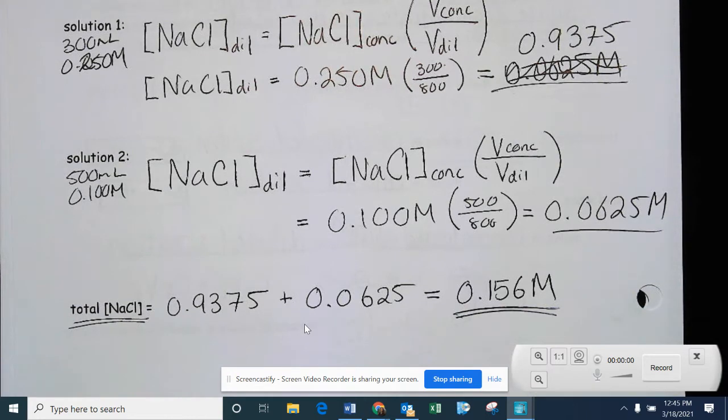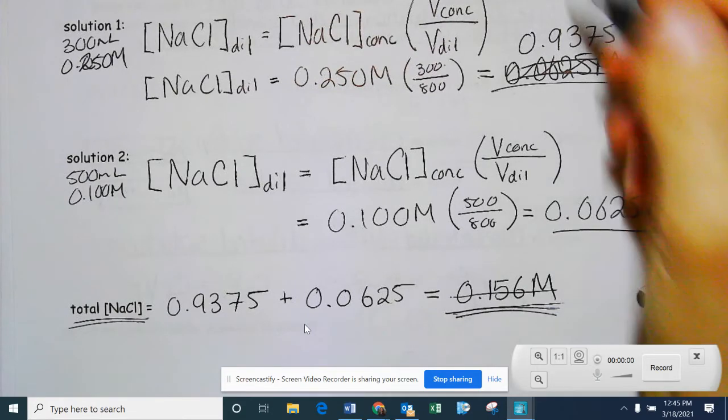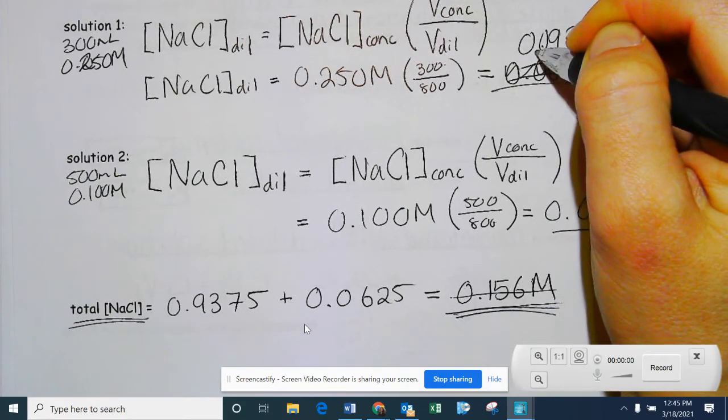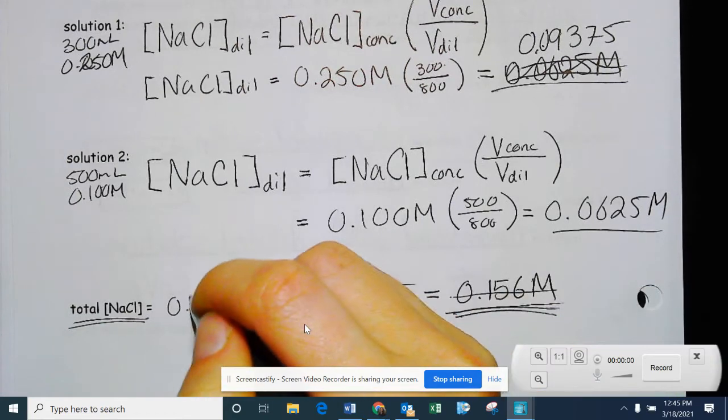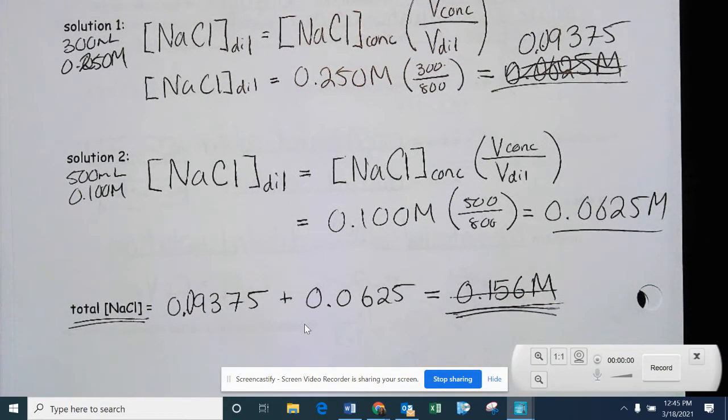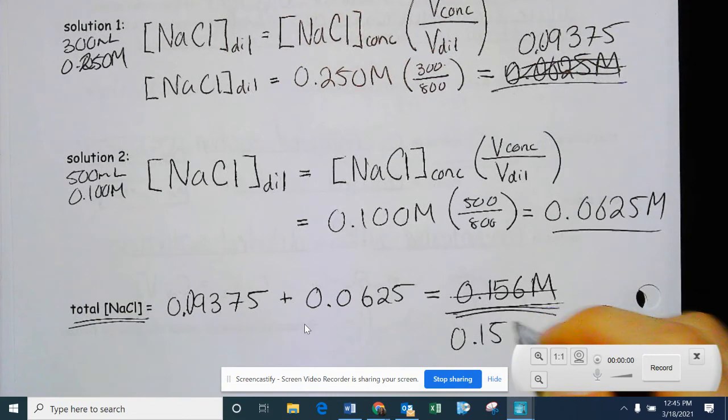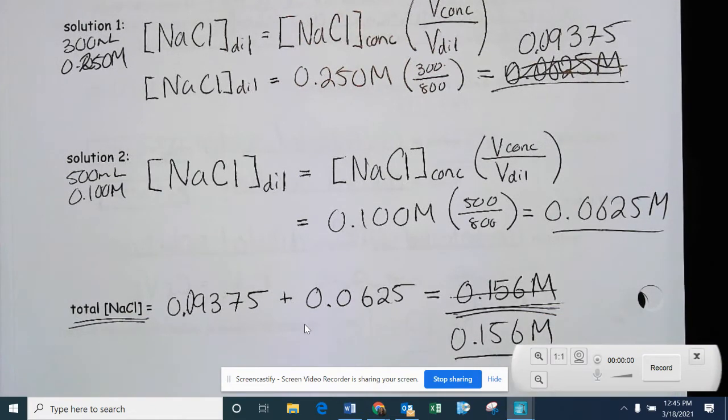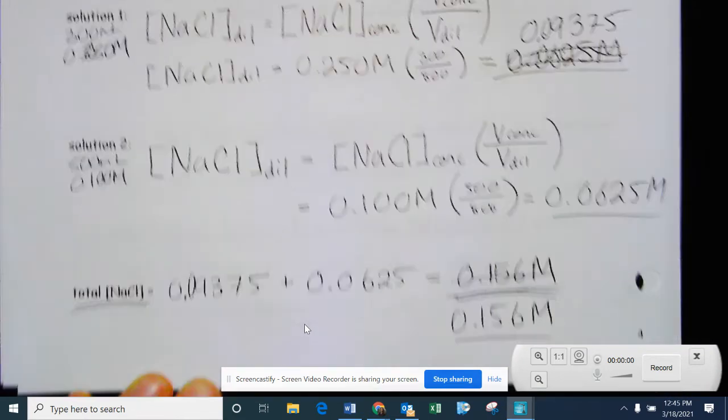What? How am I so bad at adding today? Like, what is going on here? Oh, because this one's 0.09. Gotcha. Yeah. So it is 0.156. My math skills are off today a little bit.